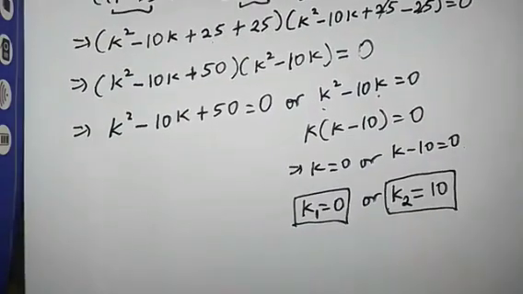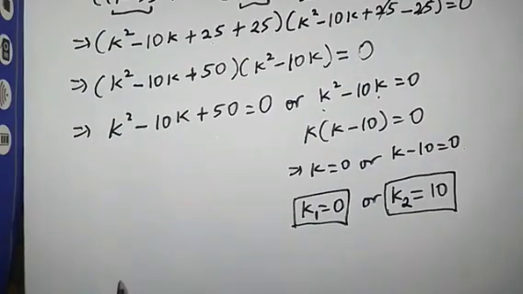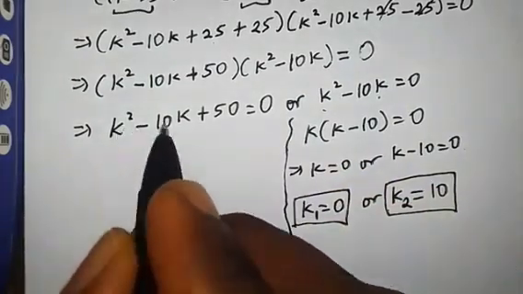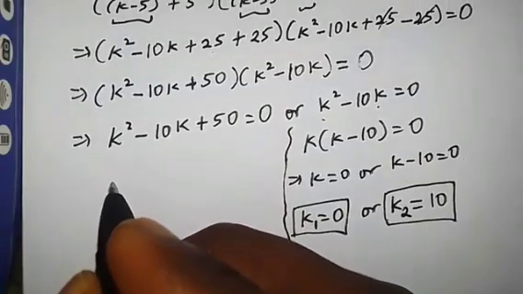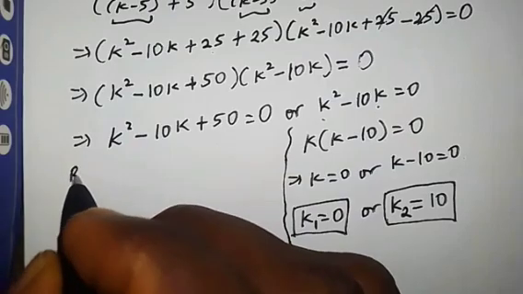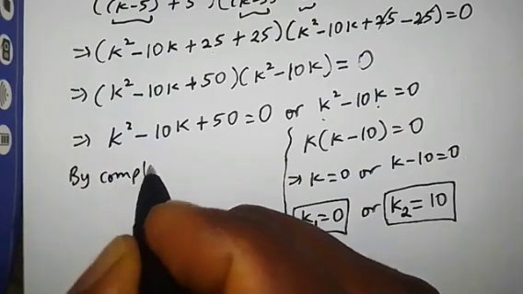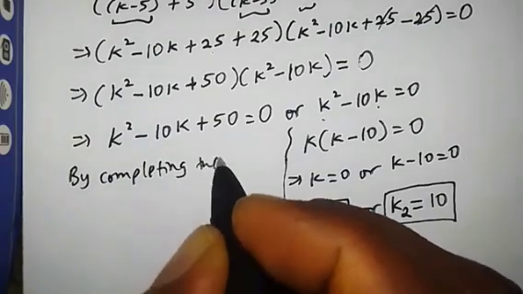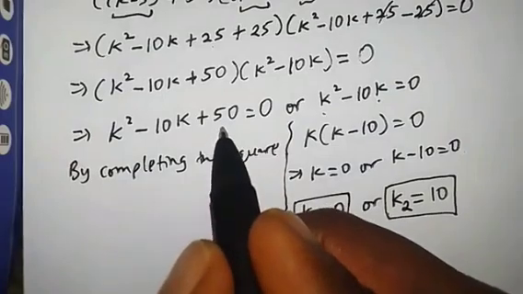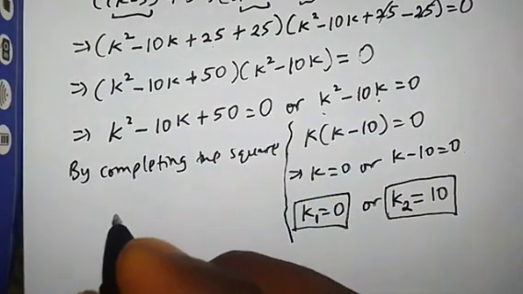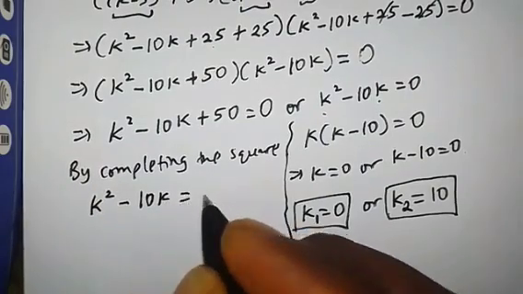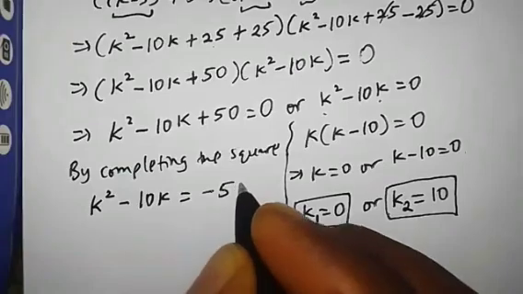Now, let's solve this quadratic equation together. We have k squared minus 10k plus 50. Let's solve it using the completing the square method. By completing the square method, the first step is that we're going to transfer this constant to the right hand side. Doing that, we have k squared minus 10k equal to minus 50.